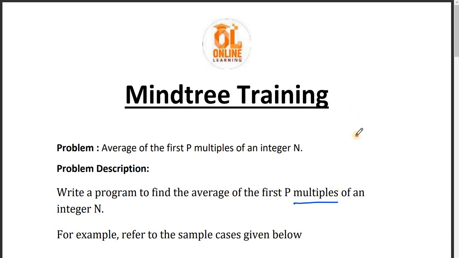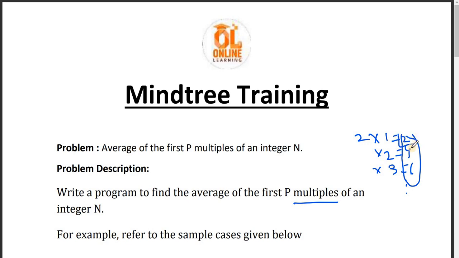Let's take the example of 2. 2 into 1 is 2, into 2 is 4, into 3 is 6, and so on. So these are called the multiples of 2. And if you take the number 3, then it will be 3, 6, 9, 12, and so on. As per the question, we need to find the average of the first p multiples of integer n.